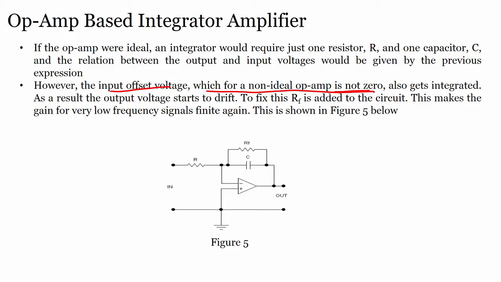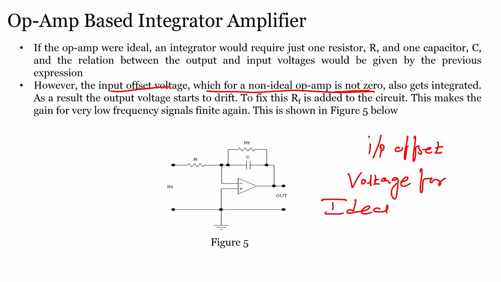So, what should the input offset voltage be? Input offset voltage for an ideal operational amplifier, ideal op amp, should be 0. This we have seen, right. But actually, we have a practical op amp. In a practical op amp, we will see that the input offset voltage is not 0, all right.